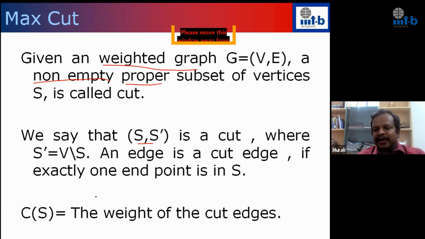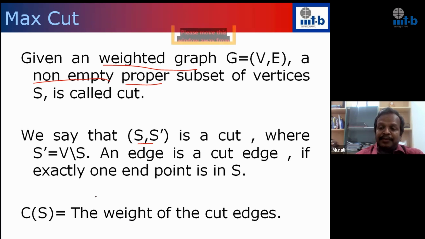The max cut is a problem where you want to find a cut whose weight is maximum. The brute force way of doing it is to look at all possible cuts. The number of cuts possible is 2 to the power n minus 2, since the number of proper non-empty subsets of n vertices is 2 to the power n minus 2. So that's clearly an exponential time algorithm. Brute force will not work, and this problem is known to be NP-hard.